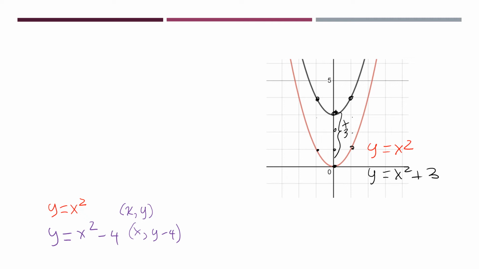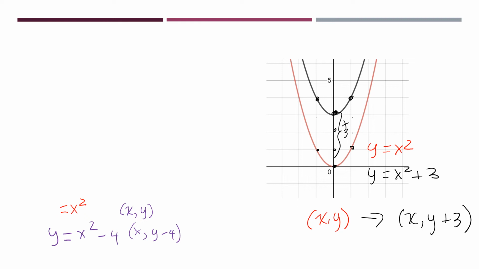So we're going from our x, y to x and y plus 3. If you think about the transformation, we've taken all of those points from our parent function and we've changed the y value by adding 3.